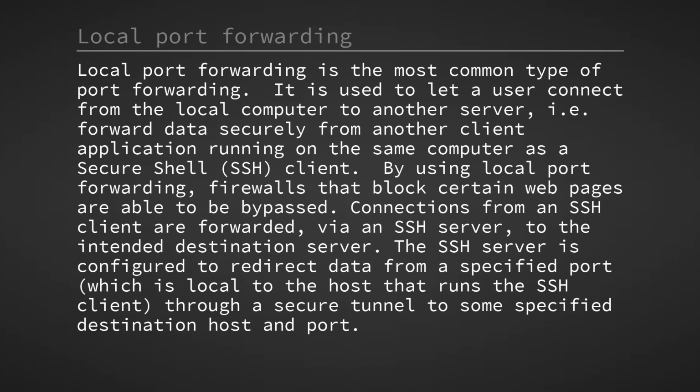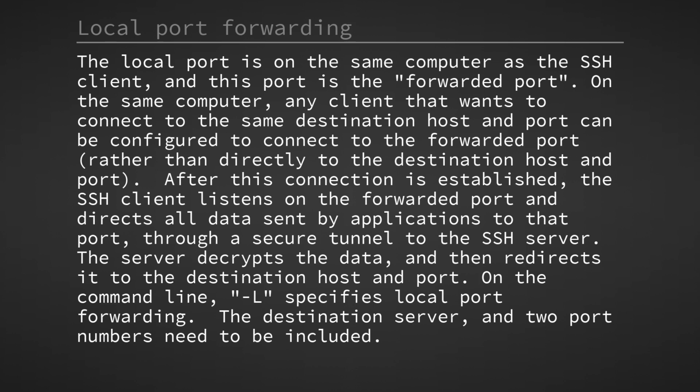Connections from an SSH client are forwarded, via an SSH server, to the intended destination server. The SSH server is configured to redirect data from a specified port, which is local to the host that runs the SSH client, through a secure tunnel to some specified destination host and port. The local port is on the same computer as the SSH client, and this port is the forwarded port. On the same computer, any client that wants to connect to the same destination host and port can be configured to connect to the forwarded port, rather than directly to the destination host and port.